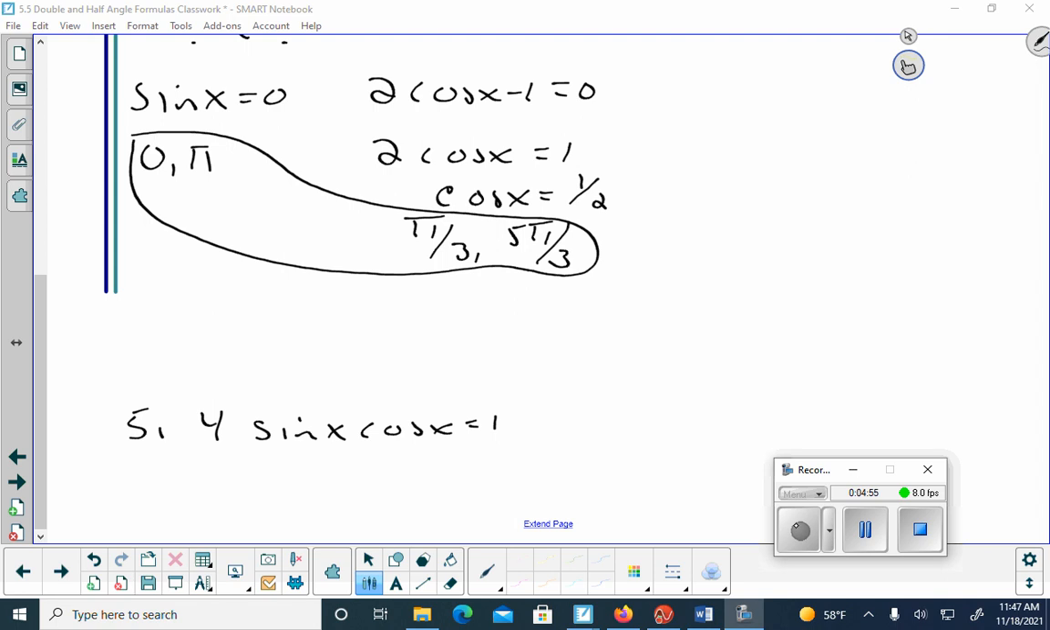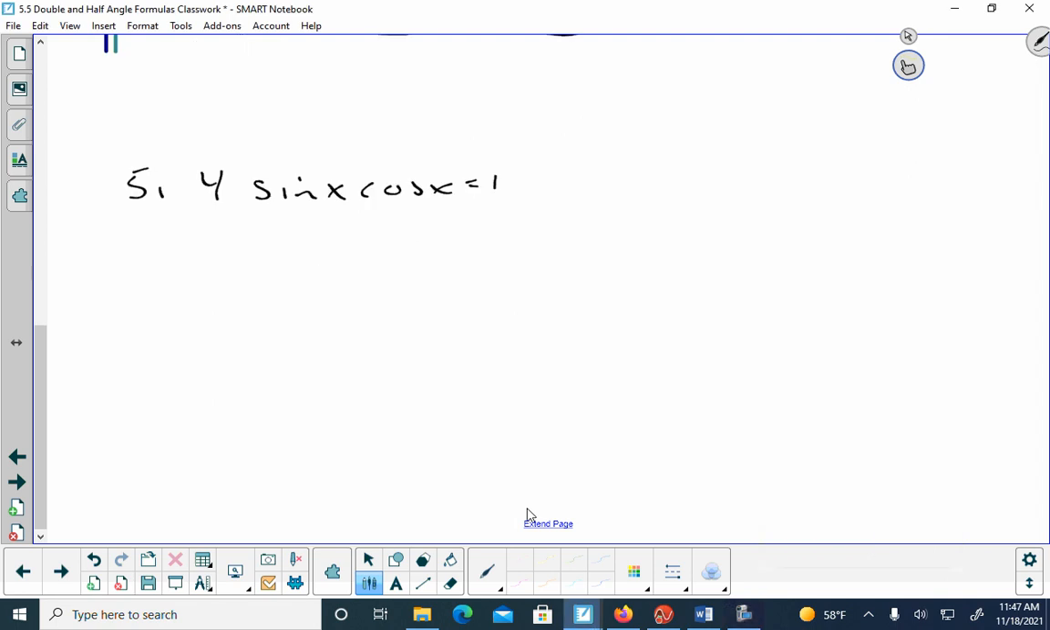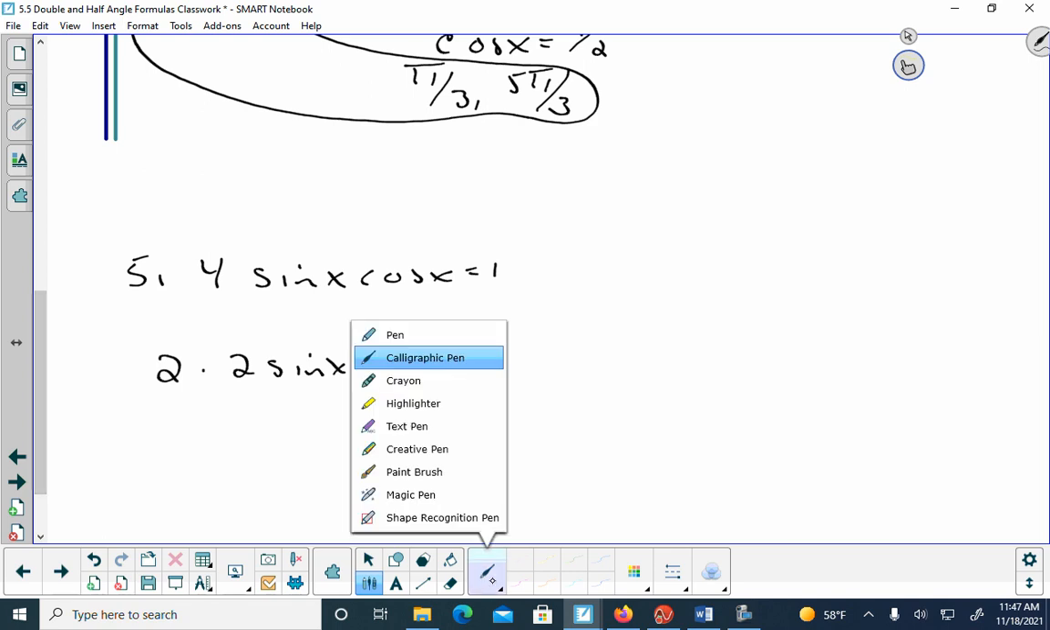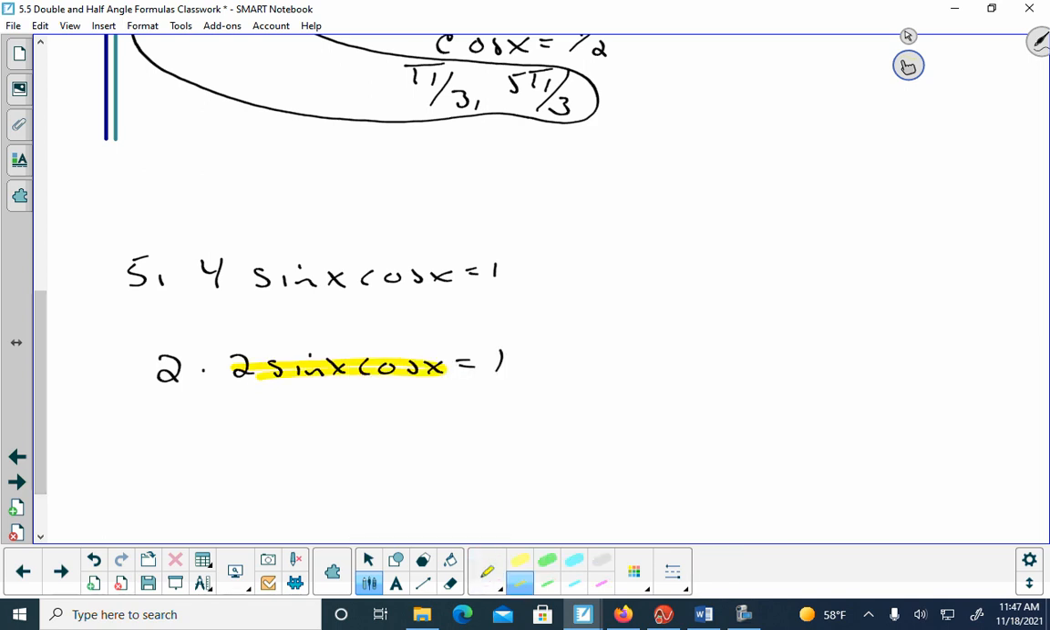backwards. So I'm going to rewrite this 4 times the sine x cosine x as 2 times 2 sine x cosine x is equal to 1. Then I'm going to use the double angle identity to rewrite this. And so that'll be sine 2x. And I'm going to have 2 times that is equal to 1. Everyone good? I used my identity to rewrite this as this.